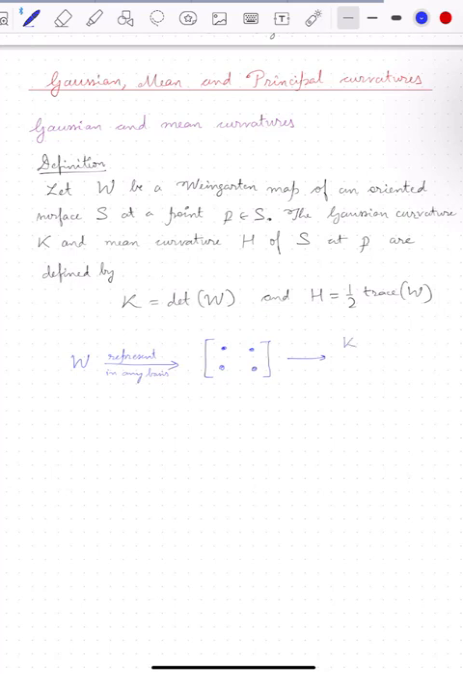So we'll just call this the matrix form of W, right? So K will be equal to the determinant of the matrix form of W, and H is equal to half of the sum of the diagonal elements of the matrix representation of W. So this is what the Gaussian and mean curvatures are.